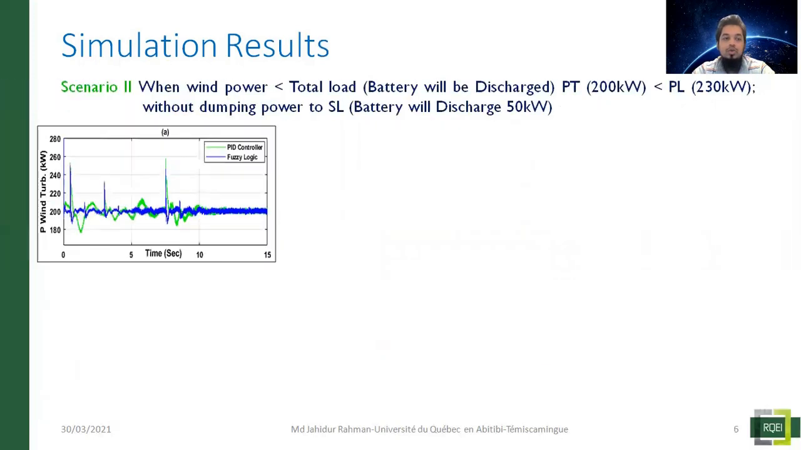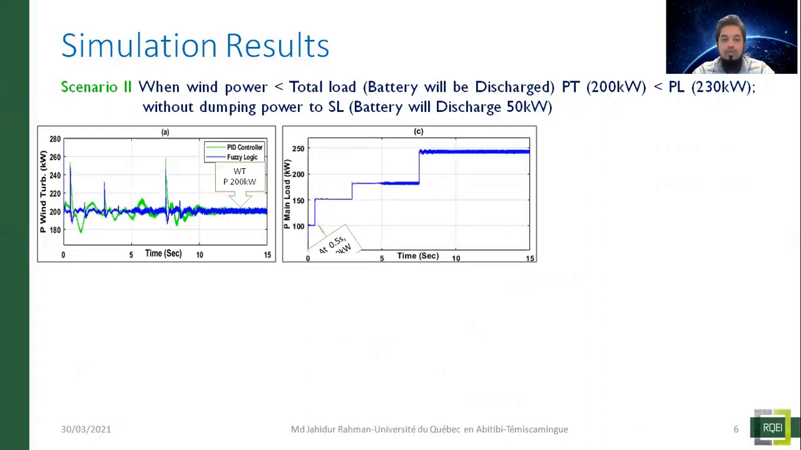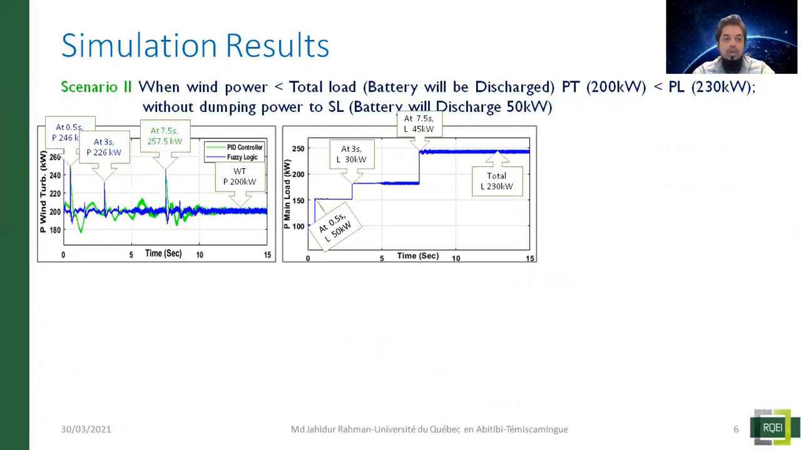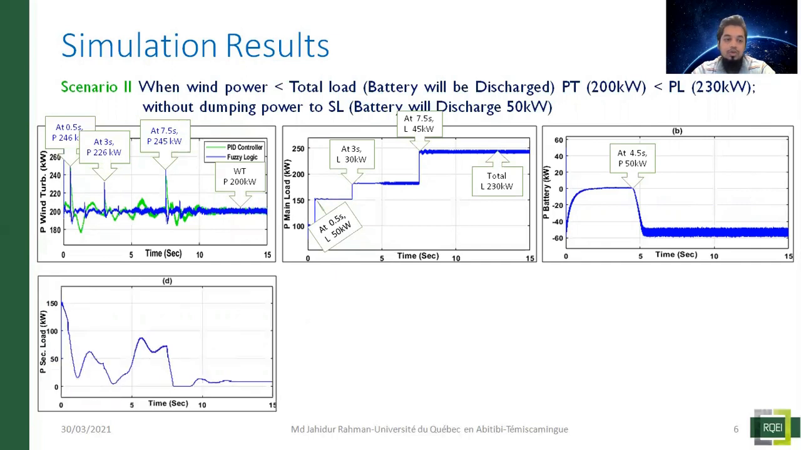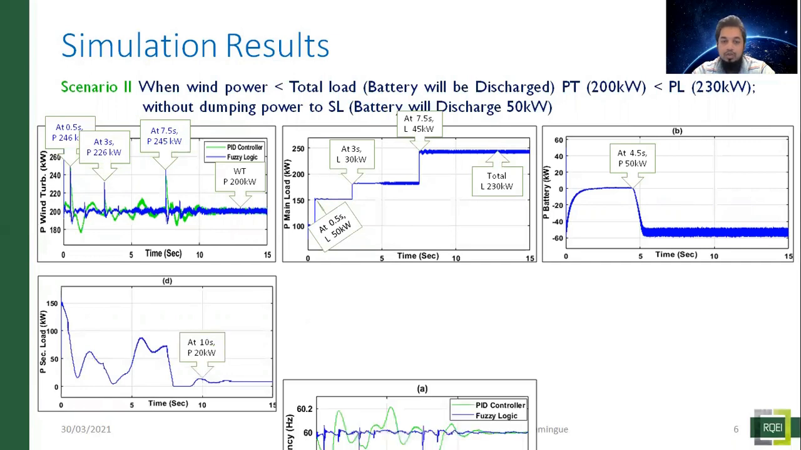For scenario 2, we have 200 kilowatt power from the wind turbine, but due to the extra load of a different type, we have seen some fluctuation in the wind turbine, but using the fuzzy logic controller, the fluctuation behavior of the wind turbine is reduced. In this condition, the battery is discharging here to maintain the network frequency as well as the power. The rest of the power will be absorbed by the secondary dump load to regulate the network frequency.